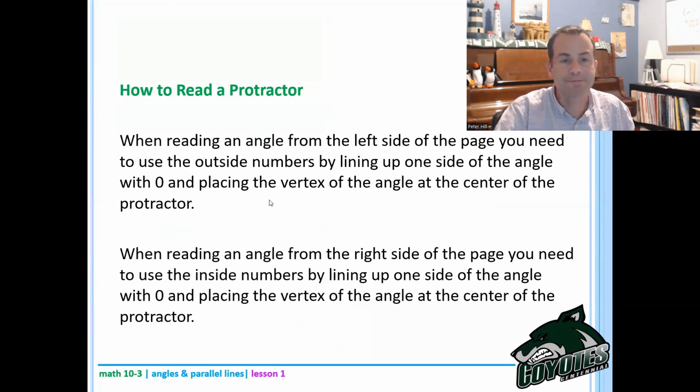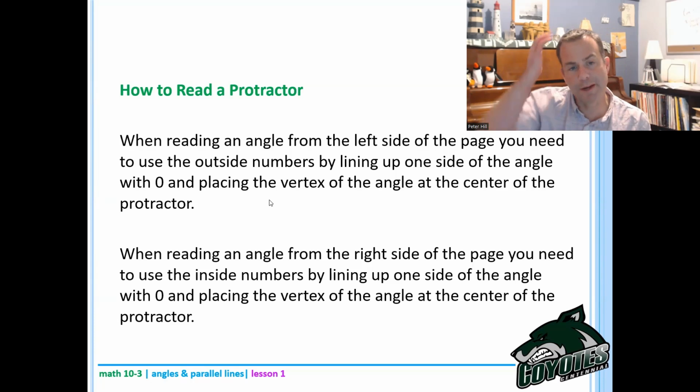All right. Awesome. Now we're going to take a look at reading from a protractor. Now, this can get complicated. I'm going to try and simplify things as we go, just to make sure you're comfortable with it, okay?